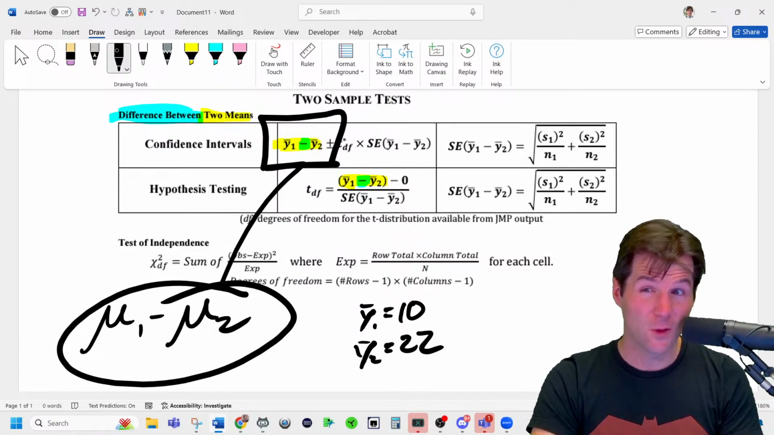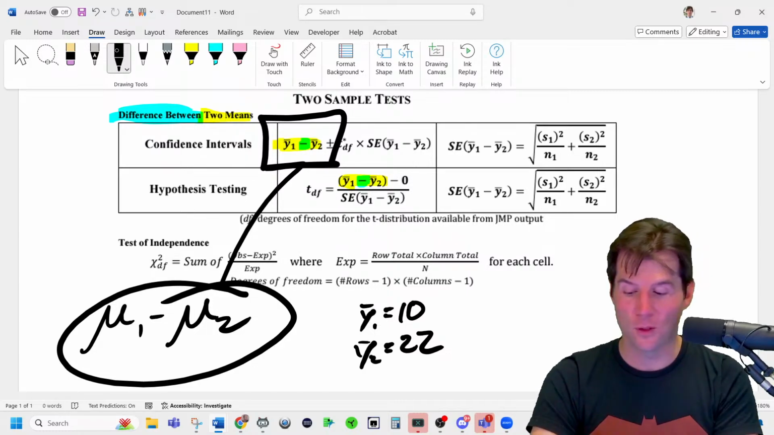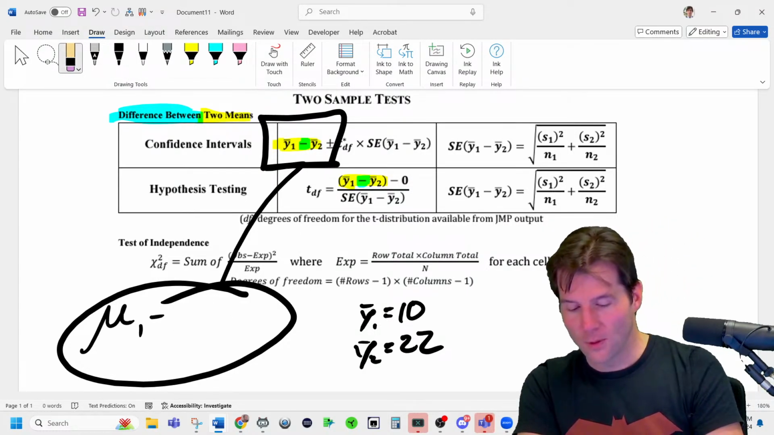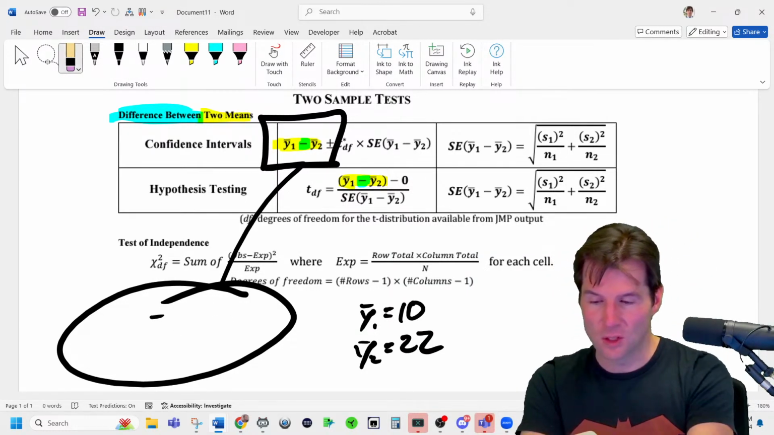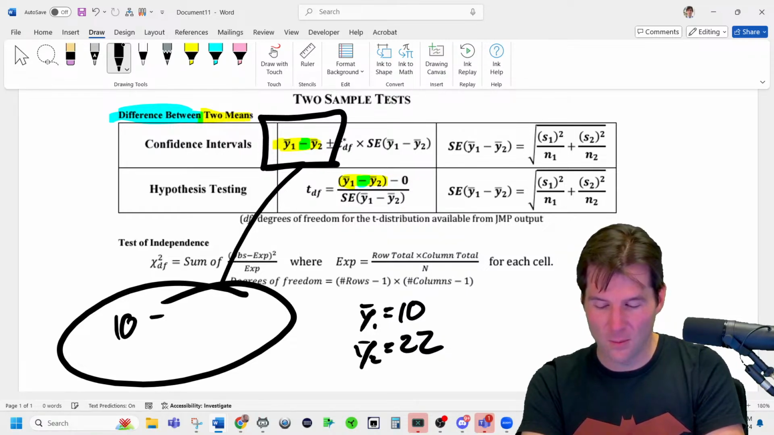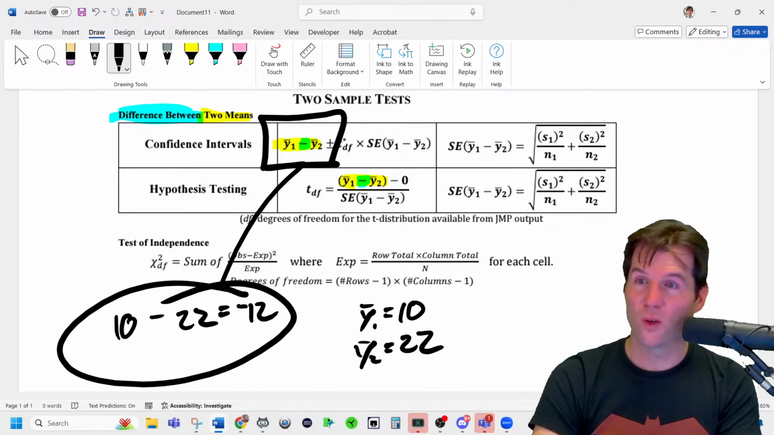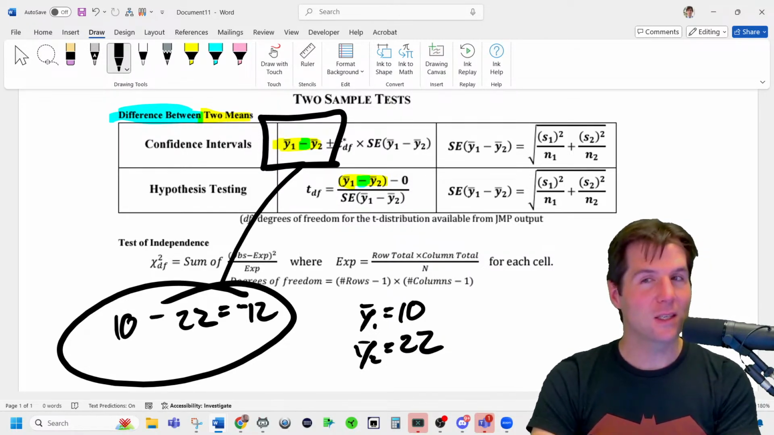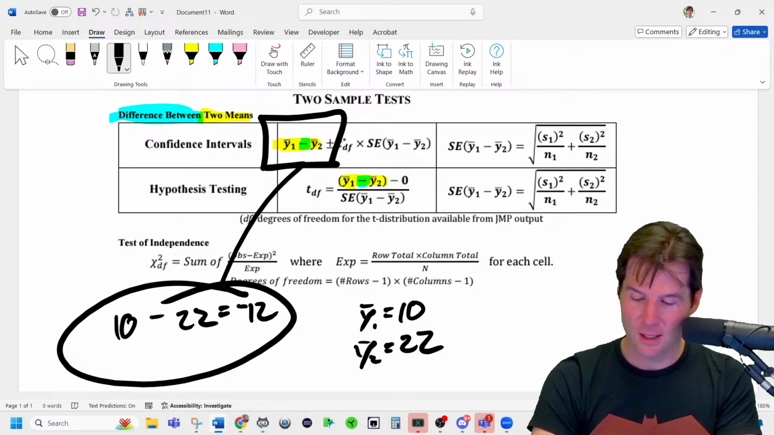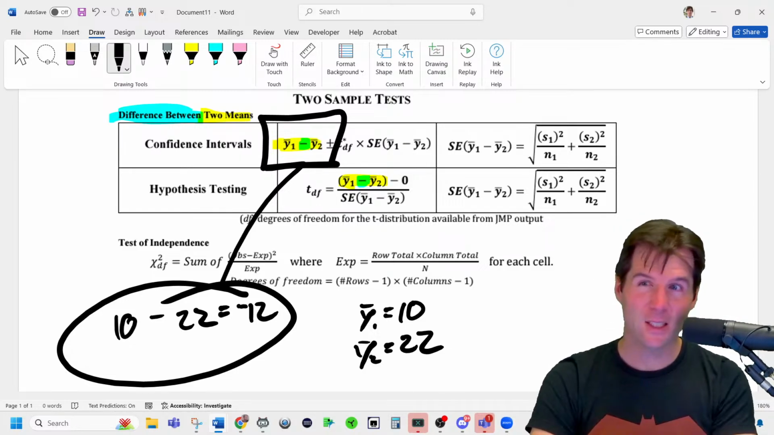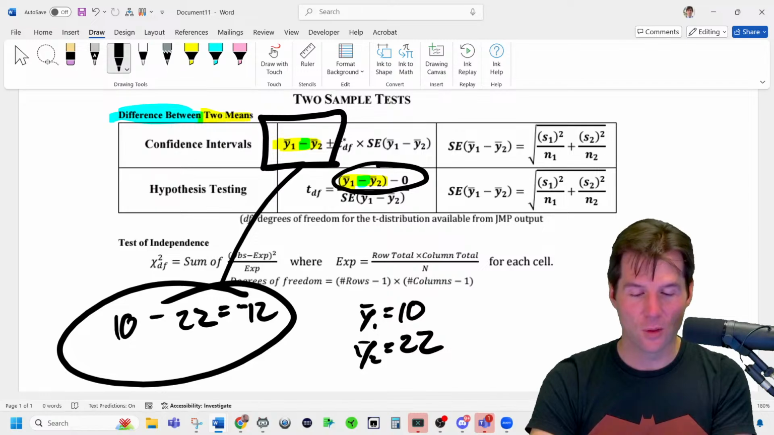So if you notice, the difference right there is negative 12 when you subtract them. Remember, this is not the real difference. This is just an estimate of the difference. 10 minus 22 is equal to negative 12. So wouldn't you say Darren's probably 12 points better? Well, that's a good guess. That's a good estimate because that's what we saw in the data. So this would be the estimate of the truth, and it would also be what we would compare to see if there is no difference.